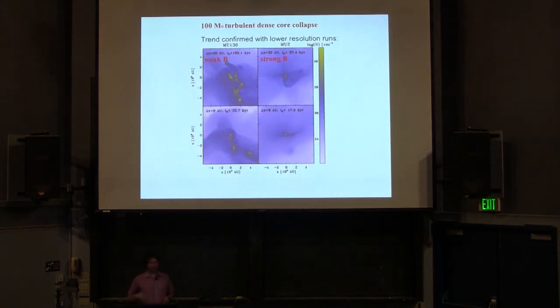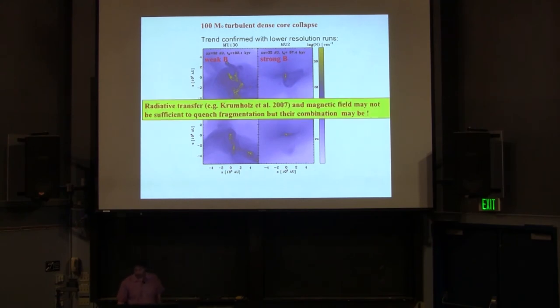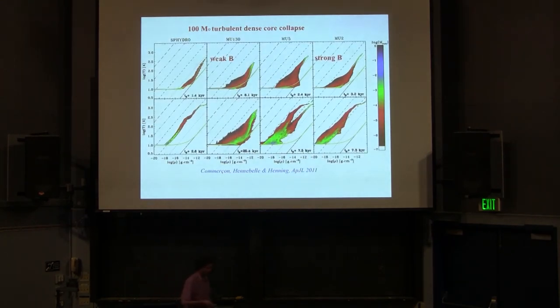You can see this more clearly if you run lower resolution runs, then you can go further in the calculation. You see the hydro case, the radiative hydro case, fragmenting a lot, forming something like a cluster, and the MHD radiative case not fragmenting at all. So the question is why? It seems that the combination of both magnetic field and radiation can possibly quench fragmentation in massive stars. The question is why? So our interpretation is the following.